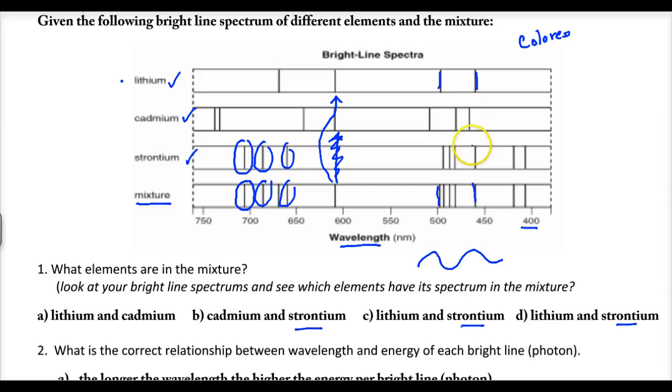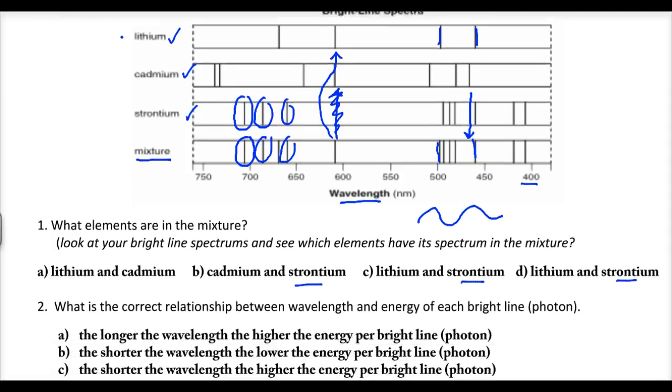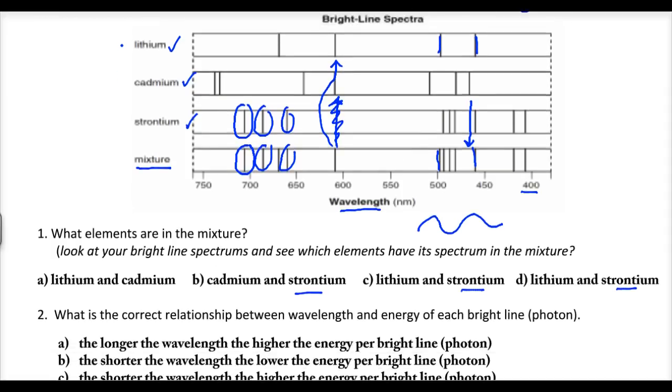Whereas what? Cadmium lines are not found. So the mixture is made up of lithium and strontium. Those lines individually for lithium and strontium are found in the mixture. And that's how they actually found the sun, the same thing we keep talking about. So that's D. Okay, moving forward.